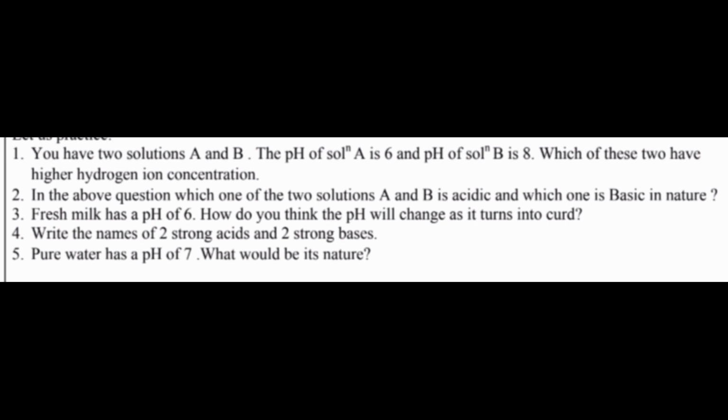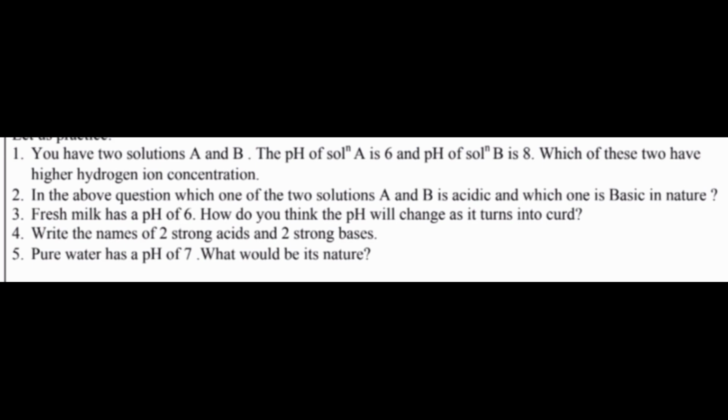Question number 2. In the above question, which one of the two solutions A and B is acidic and which one is basic in nature? Solution A is acidic and B is basic because solution A has 6 pH and solution B has 8 pH. Question number 3. Fresh milk has a pH of 6. How do you think the pH will change as it turns into curd? As it changes into curd, its pH will decrease. It will be lower than 6.